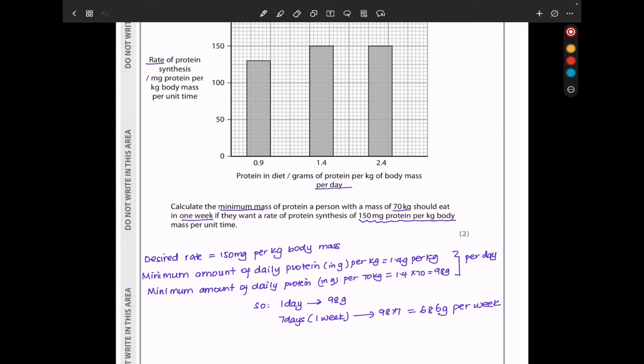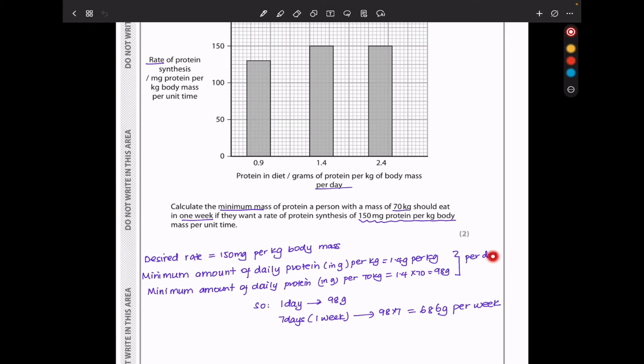Since this person is going to be 70 kilograms, the minimum amount of daily protein in grams per 70 kilograms is going to be 1.4 times 70. Since 1 kilogram will be 1.4, 70 kilograms is going to be 1.4 times 70, giving us 98 grams.